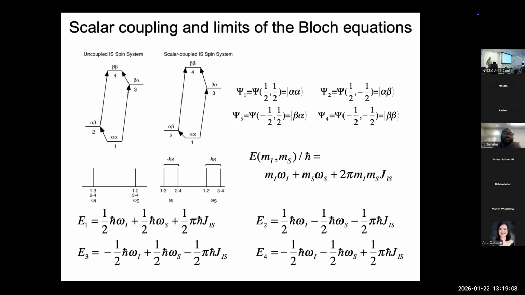So here are now the energy levels for a positive J coupling. The J couplings can also be positive or negative, and that will swap everything around. But for a positive J coupling, here is no J coupling, here is with the J coupling, here are the new energies. These are the energies just from the gyromagnetic ratios. Here is the contribution for the J coupling.